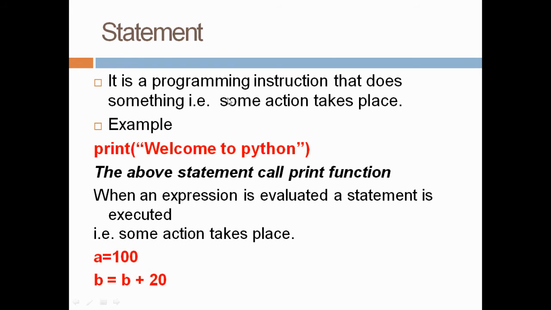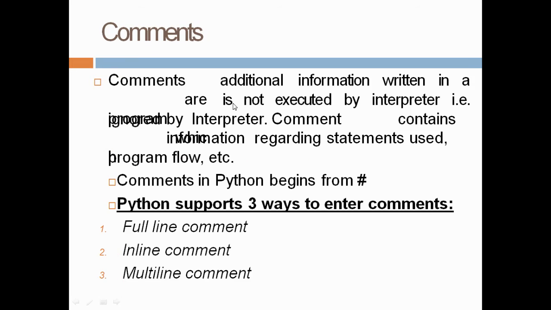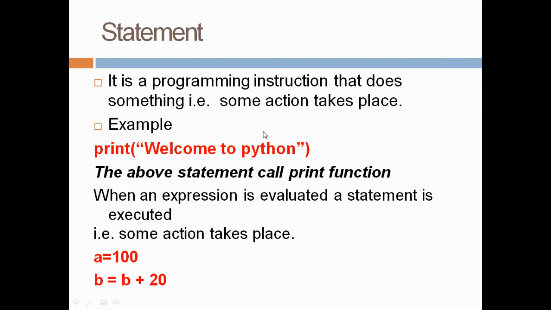Statement is a programming structure that does something, that is, some action takes place. Example: print welcome to Python. The above statement calls the print function. When an expression is evaluated, a statement is executed. After evaluation of an expression, we generate a statement, or we can execute a statement, and some action takes place. A equals to 100, B equals to B plus 20.